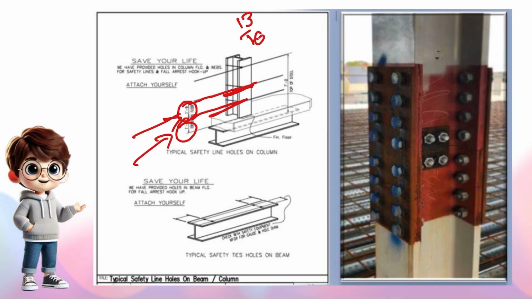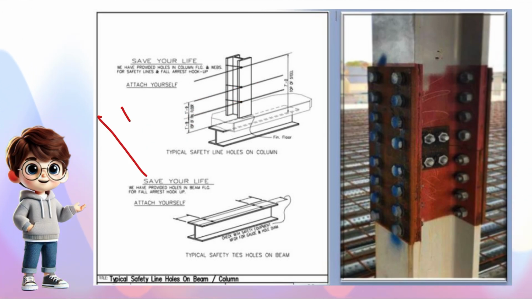If the column is a W column, they will punch the holes so the safety cable can pass through them. If it is an HSS column, they will provide small plates with holes so that they can insert cables into these holes and keep passing them through. These holes are called safety cable holes.